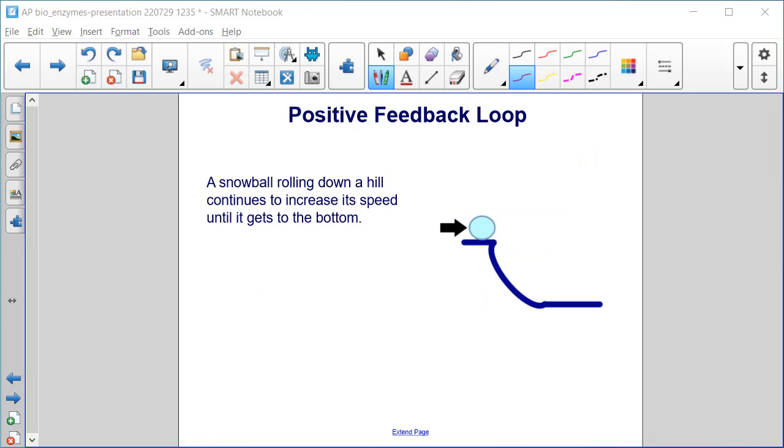A positive feedback loop works a little bit like a snowball rolling down a hill. Rolling down the hill, you can think of it as continuing to produce more and more product at an exponential rate as that feedback is occurring. But eventually, when we get to the bottom of the hill, we have to slow down. So something eventually has to work in opposition to that positive feedback loop.